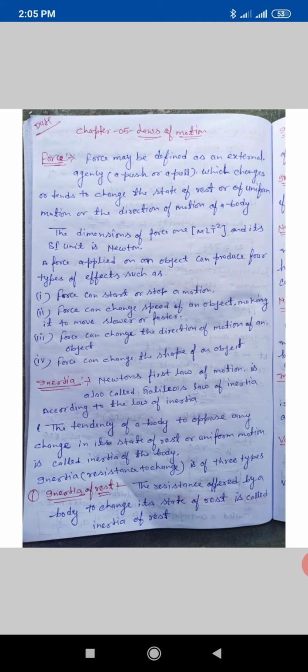A force applied on an object can produce four types of effects. The first one: force can start or stop a motion. Means if we apply force on a stationary object, it can bring the object in motion, and if we apply a force on a moving object, it can stop the motion of the object.